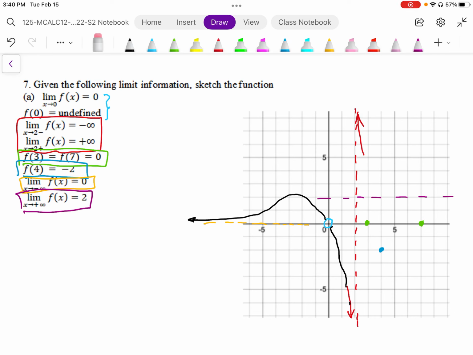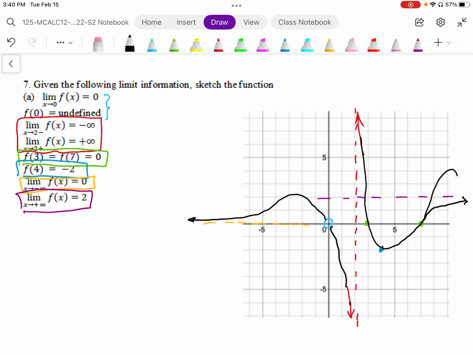Going on the other side of the asymptote, we know that it's pointing up, and then from that point, it's got to come down. It's got to go through our 0. It's got to go through that point. It's got to go through our 0 again, and then it's going to somehow follow that asymptote.